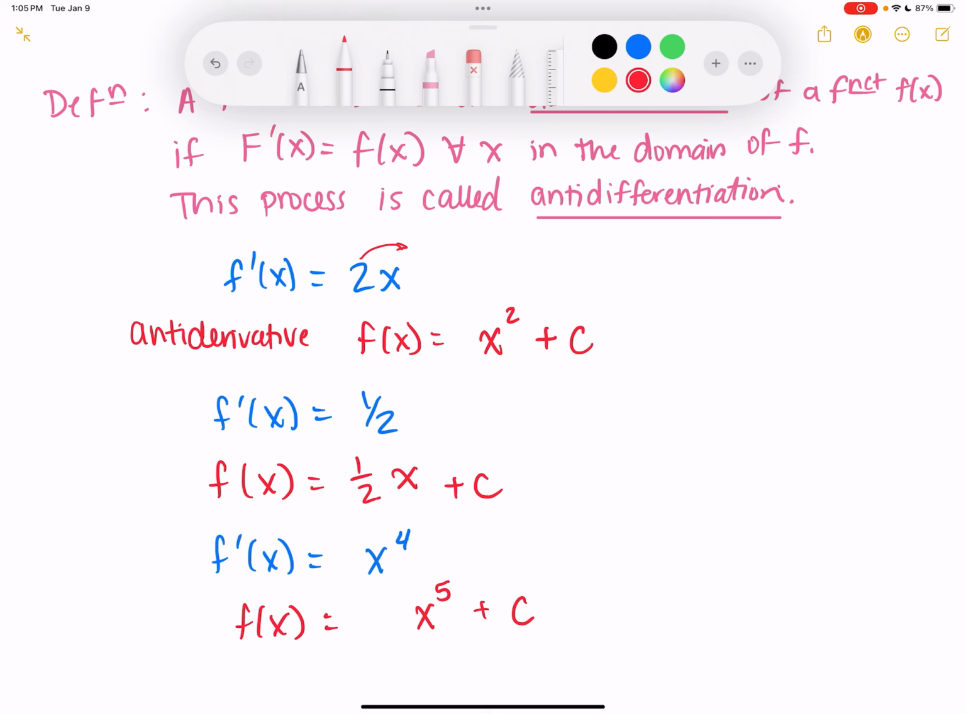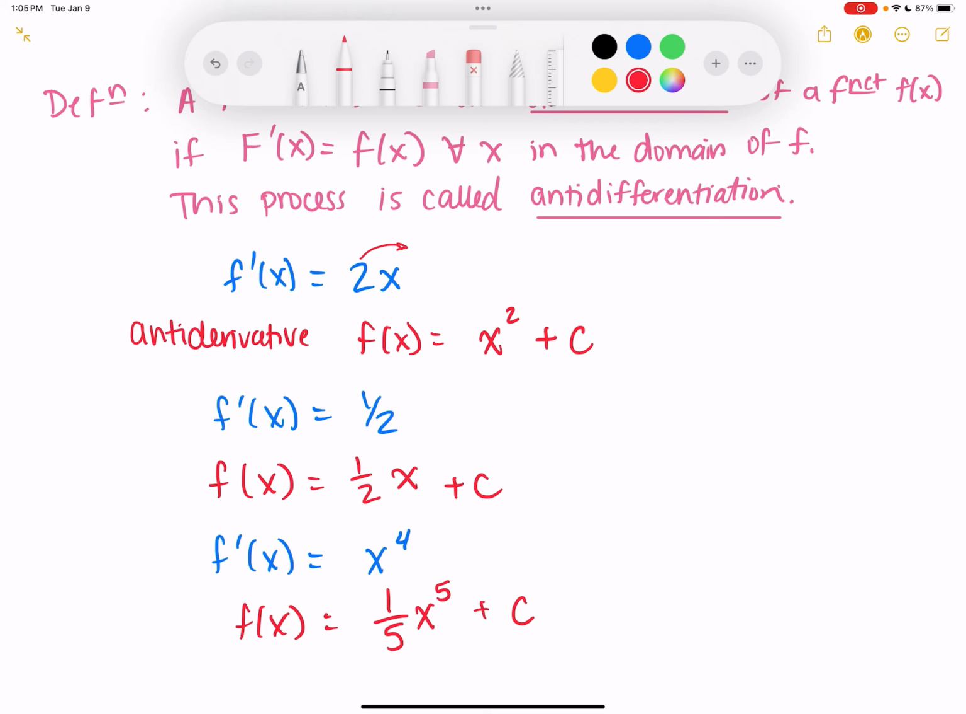What'd you say, Christian? Say it louder. Christian says to put a 1/5 in front. Put a 1/5 in front. If I do that and I take the derivative, now what happens? Now it equals x to the fourth. It equals x to the fourth. Okay, so antiderivatives often end up with fractions out front. Okay, because of things needing to cancel.